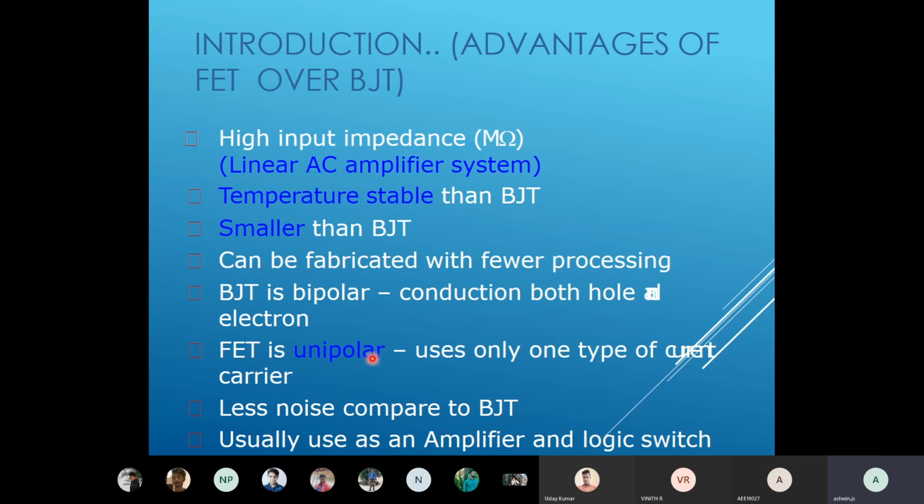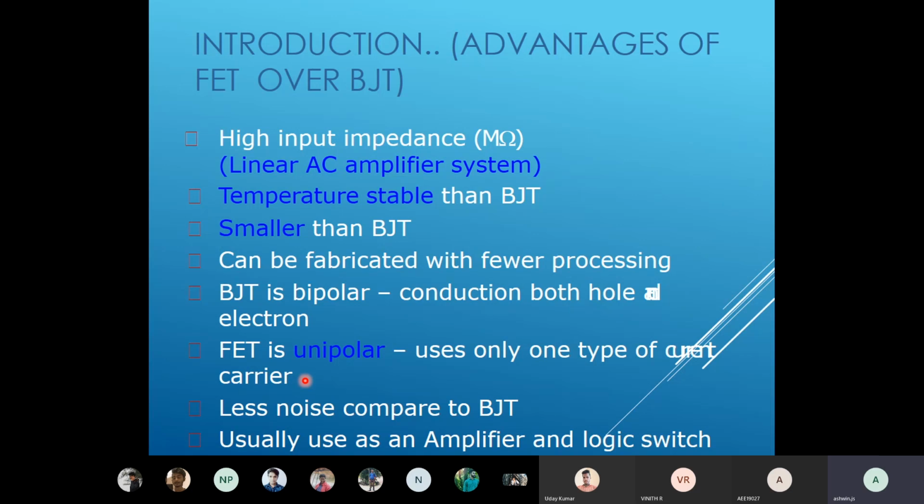Okay, and here they have given the difference. The BJT conducts with both holes and electrons, and the FET is unipolar. So BJT is bipolar, and FET is unipolar. So only one type of current carrier will be there. If it is electrons, only electrons will flow. Holes means only holes will flow. But in a BJT, the electrons as well as the holes are used for conduction.